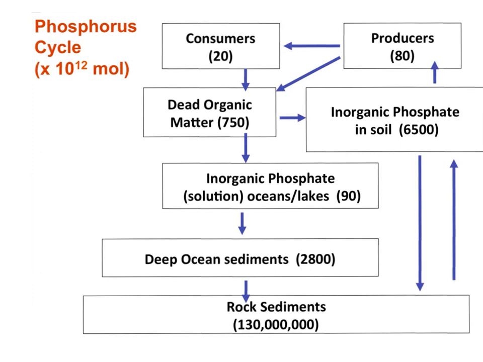The cycle is significantly less rapid than the nitrogen cycle, mostly because of the phosphorus that's locked up as inorganic phosphorus in the Earth's sediments. You can immediately see that the sediment storages of phosphorus are by far the largest.